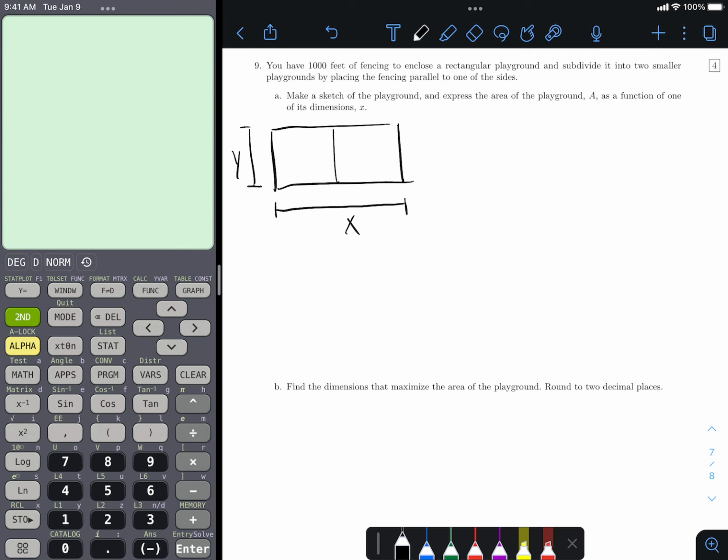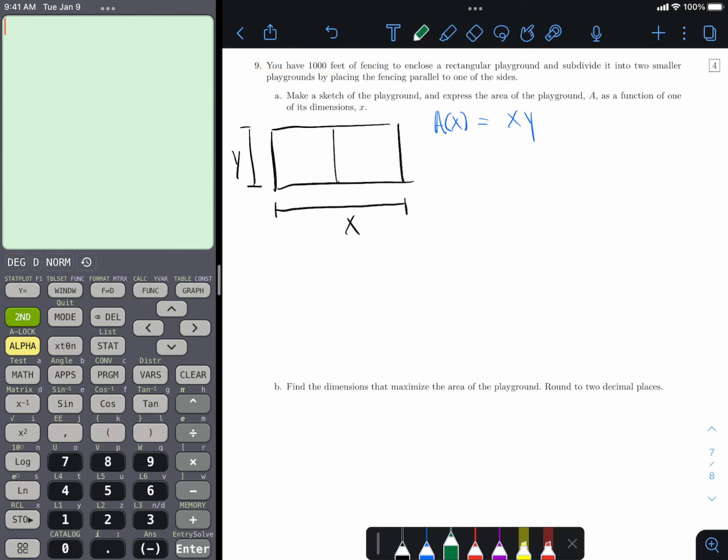So what is the area of the playground? It's base times height, or length times width. Referring to those dimensions, it's x times y, right? That's the rectangle, so that's the formula for the area. Now we have to use the information that we have a limited amount of fencing to make this look a little nicer. Right now I have a function of x that includes both x and y, and that's not good. I just wish I only had x here, not y. So get rid of this y by using the fact that the amount of fencing is limited to 1,000 feet.